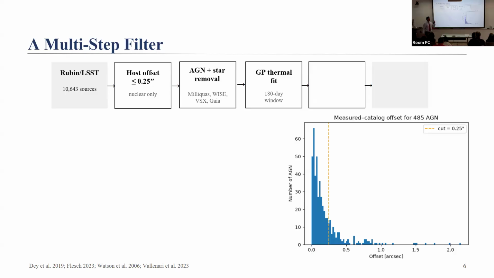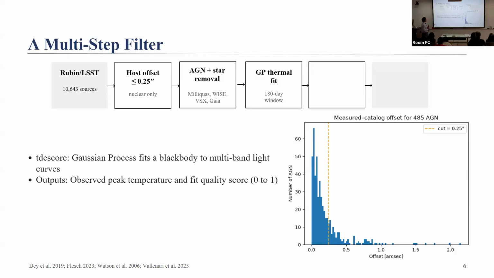It is GP thermal fit. How do we do that? What we do in this is that we treat each source as a black body, and we fit the Gaussian process, fit black body to that multi-band color data that we have for each of the sources. The output is the observed peak temperature and a fit quality from 0 to 1.